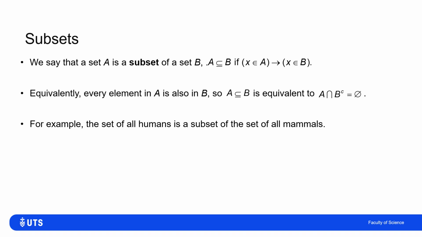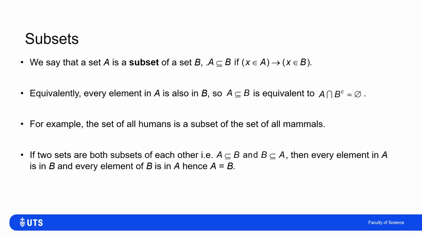There are many everyday linguistic examples of this. So I say that the set of humans is a subset of the set of mammals. Because, for example, which humans are not mammals? None of them. The set of humans and not mammals is an empty set. Every human is a mammal.